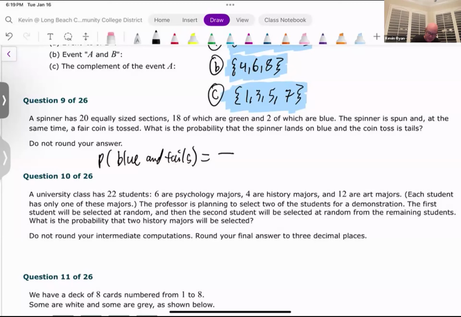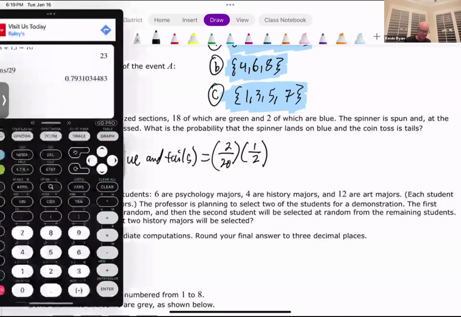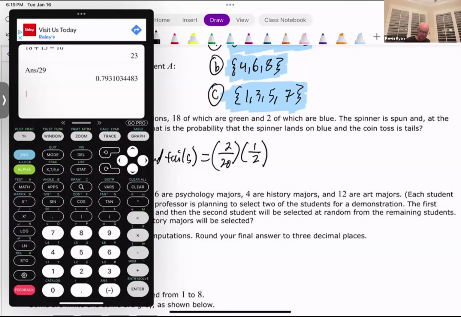Well, for the first one, my denominator is 20, and how many of them are blue? Just 2, it looks like. And what's the probability of getting a tails? That's going to be 1 out of 2. And they say do not round your answer. I don't think we will need to. So 2 times 1 is 2. 2 times 20 is 40. Here is my answer.